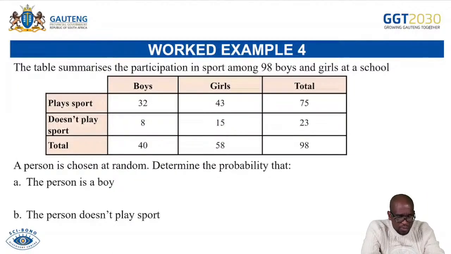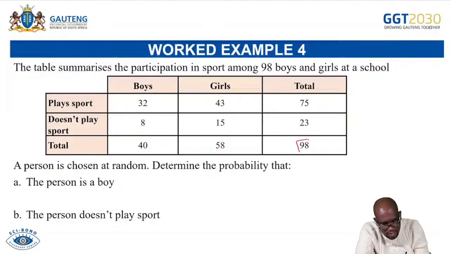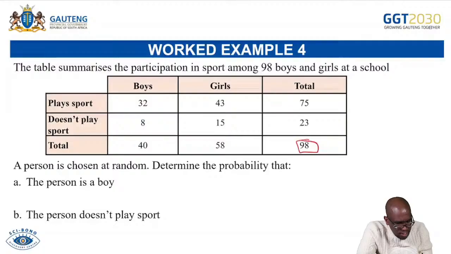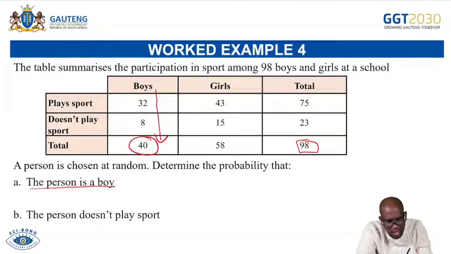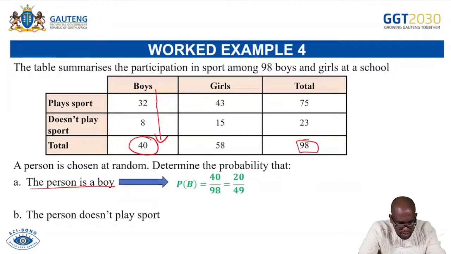I have an example. We'll go through the example together. The table summarizes the participation in sport among 98 boys and girls at a school. So the total is 98. A person is chosen at random. Determine the probability that a person is a boy. So we are going to be looking at boys here. You can see the total for boys is 40 over the overall total, which is 98. So the probability that it is a boy is 40 over 98, which is 20 over 49.